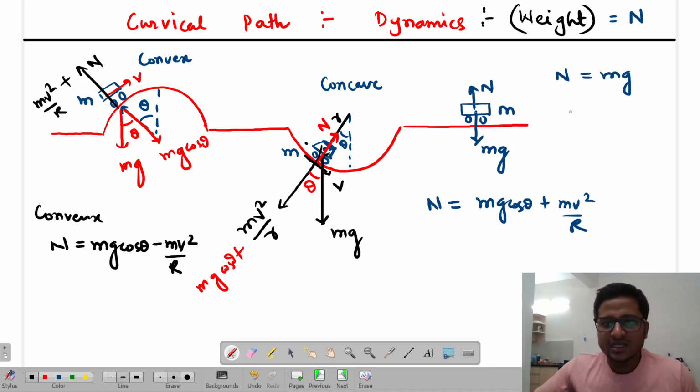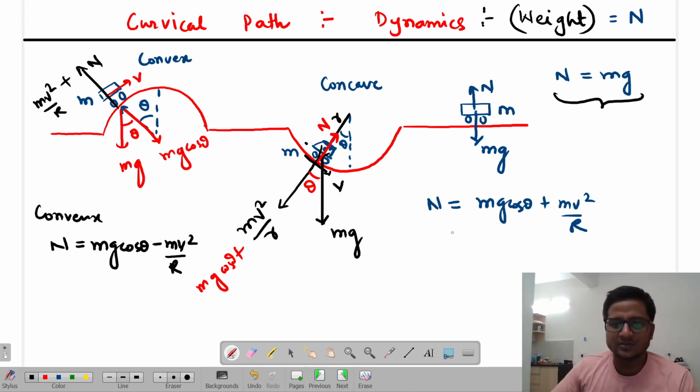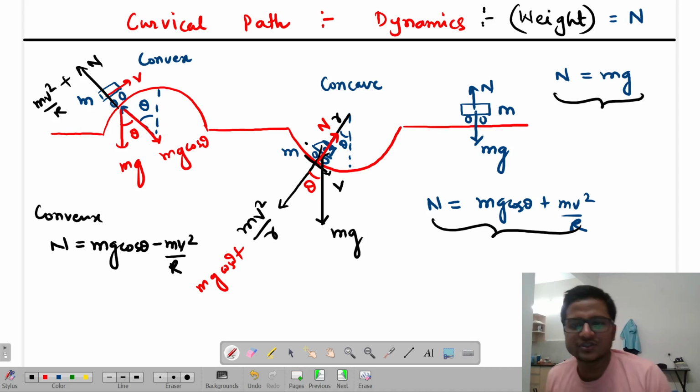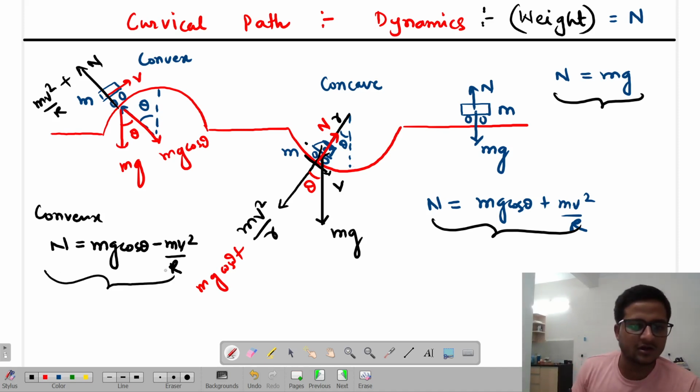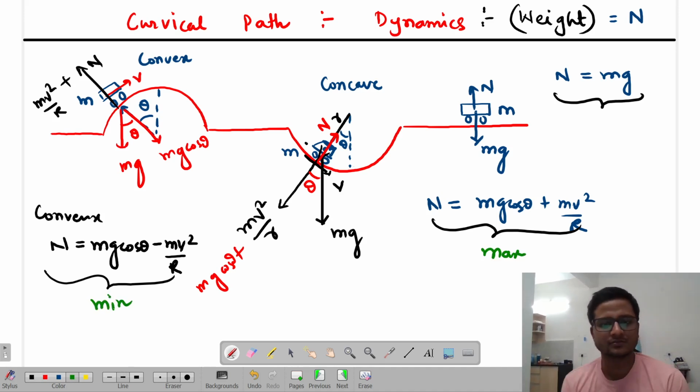So out of these three cases, this is my n equal to mg. In concave surface, it is mg cos theta plus mv square by r, while in convex it is mg cos theta minus mv square by r. So that means this value is my maximum value and this value is my minimum value, isn't it? So basically, where will my body feel less weight? On which surface? Concave, convex, or straight surface?